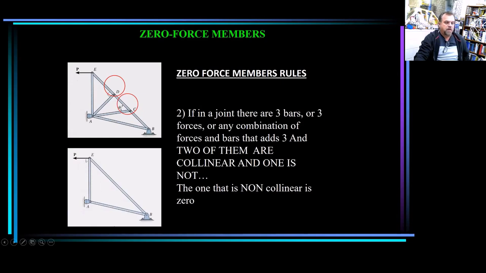Okay, you have three here also, and a lot of people say, oh, but you have three here also in this part, so what is happening here? Why is this not zero? Look at the rule. It says three of them, two of them are collinear. Do you see any of these two collinear? No. You also have three here, 1, 2, 3, because this is a reaction. But they are non-collinear, so the rule doesn't apply there.